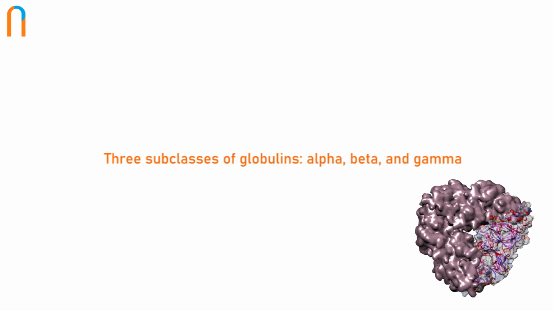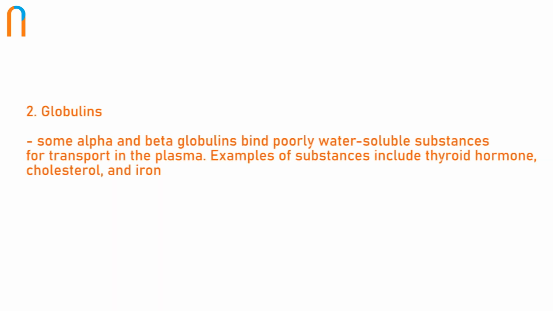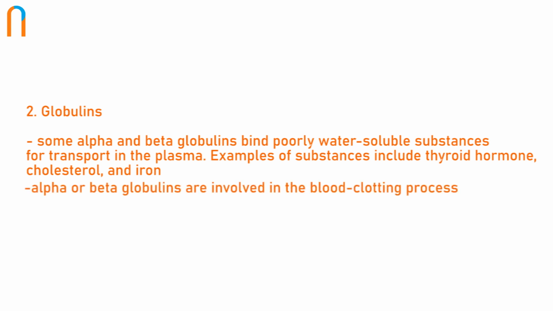There are three subclasses of globulins: alpha, beta, and gamma. Like albumins, some alpha and beta globulins bind poorly water-soluble substances for transport in the plasma, but these globulins are highly specific as to which passenger they will bind and carry. Examples of substances carried by specific globulins include thyroid hormone, cholesterol, and iron. Many of the factors involved in the blood clotting processes are alpha and beta globulins.